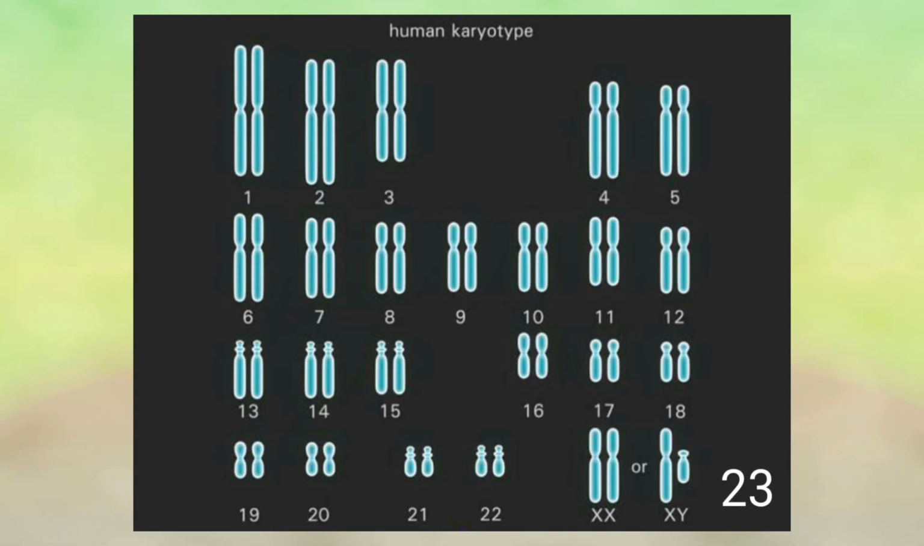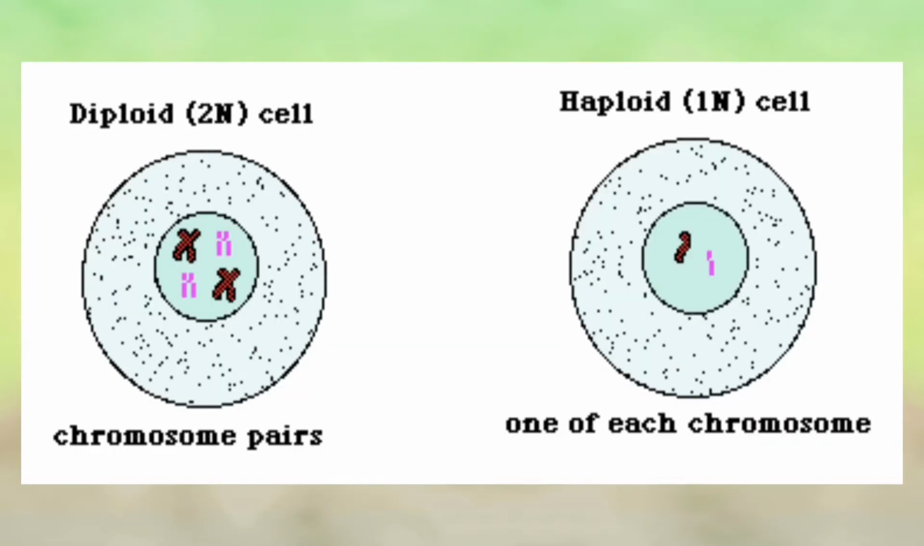All the dividing cells of the body except reproductive cells contain 23 pairs, a total of 46 chromosomes. These cells are known as diploid cells. The reproductive cells, known as gametes or sex cells, contain 23 single chromosomes. These cells are known as haploid cells.